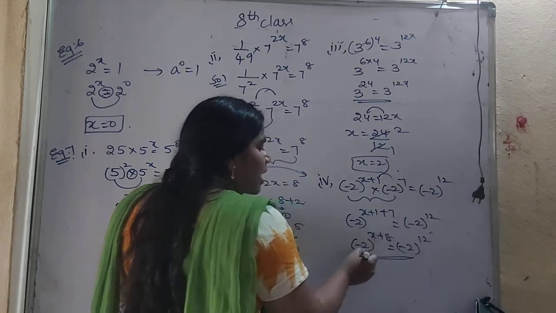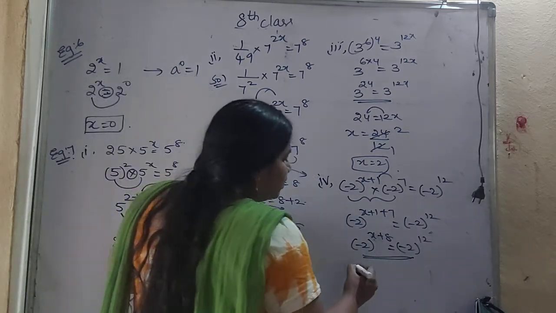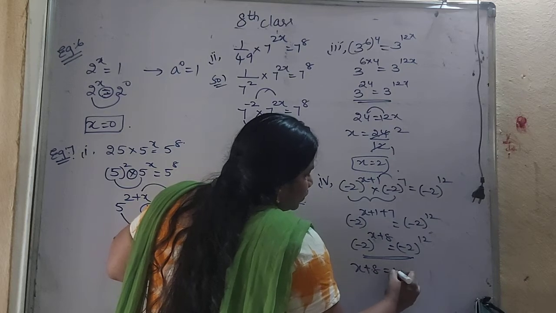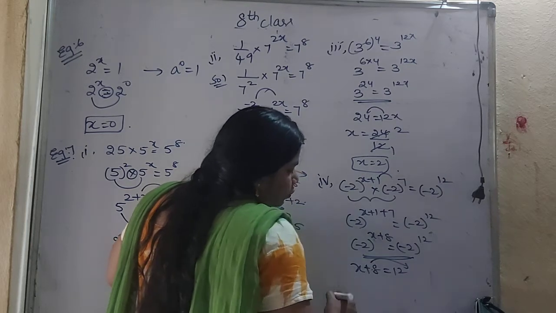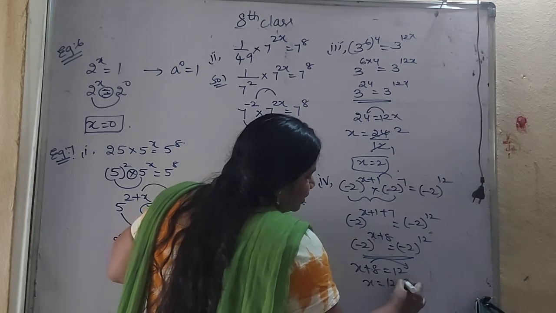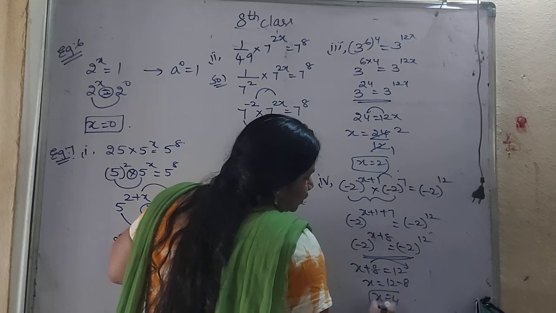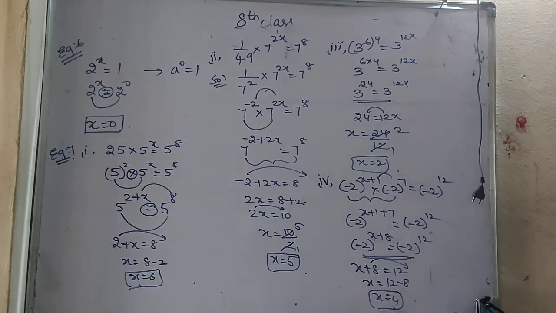Here we are using the last formula. We have to equate the powers. x plus 8 is equal to 12. Transpose this 8 to the other side, so x will be 12 minus 8. So what is the x value? 4. The fourth question answer is 4.